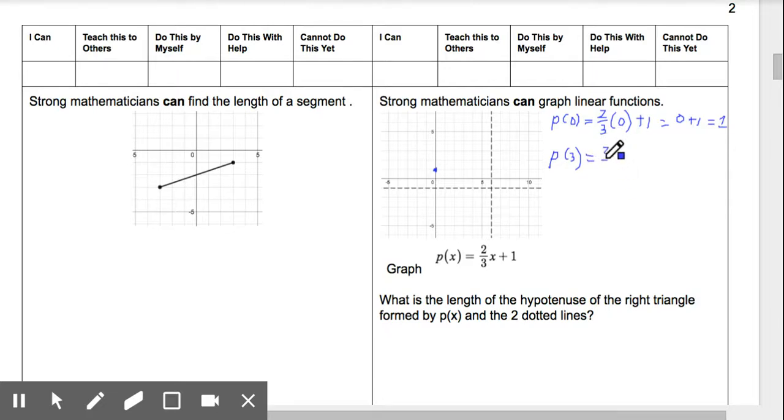So p of 3 is 2/3 times 3, and we can put 3 over 1, plus 1, which gives us 2 times 3 is 6, over 3 times 1 is 3, plus 1. And 6 over 3 is 2, plus 1, and we get 3. So we know that p of 3 is equal to 3.